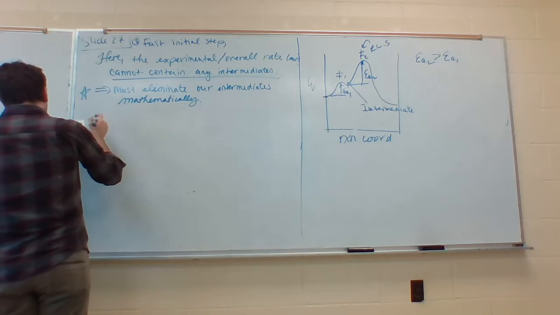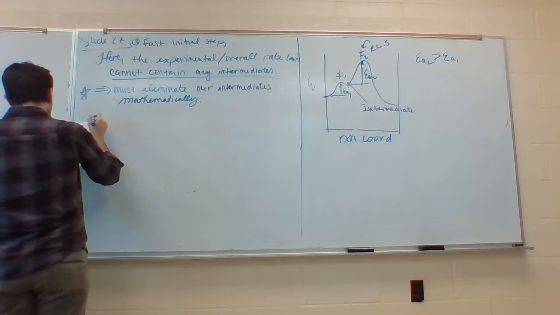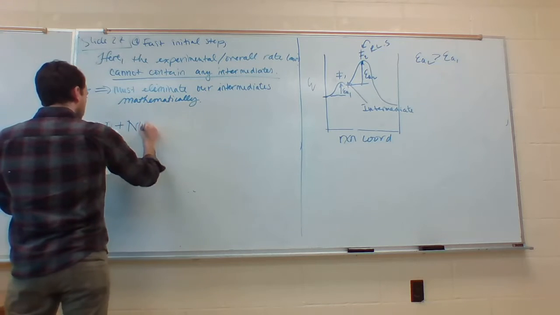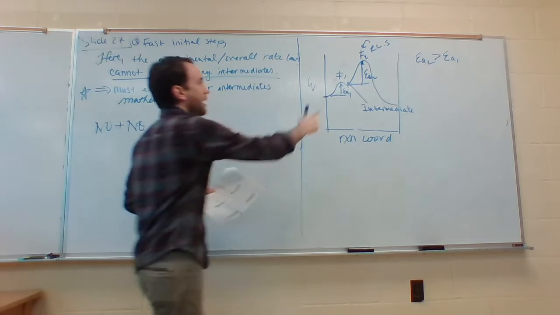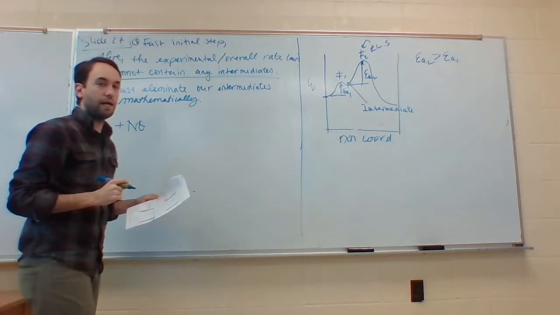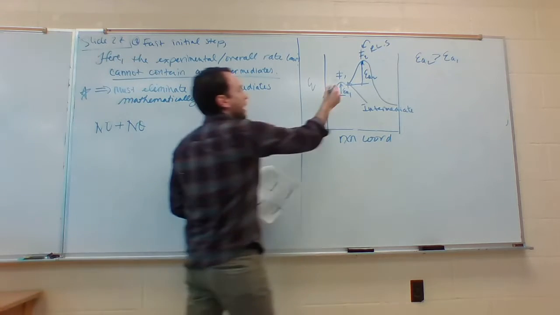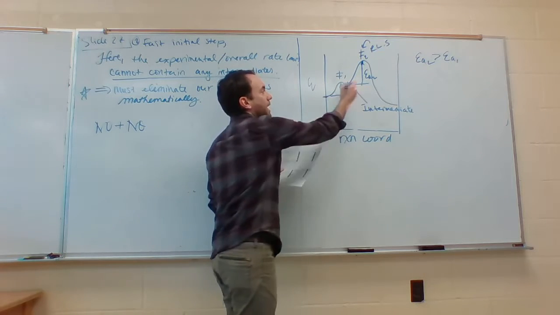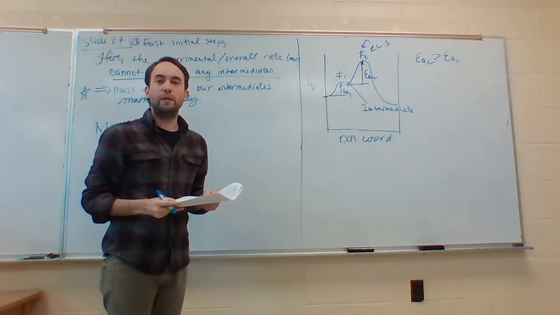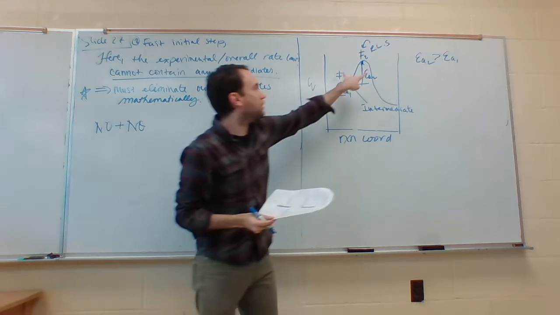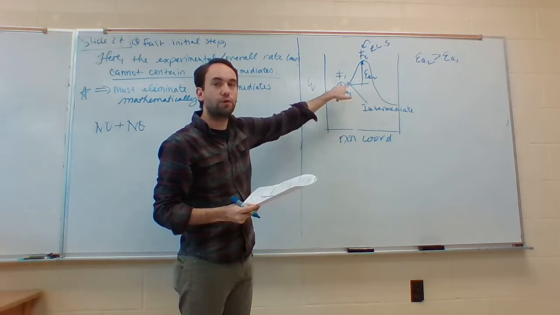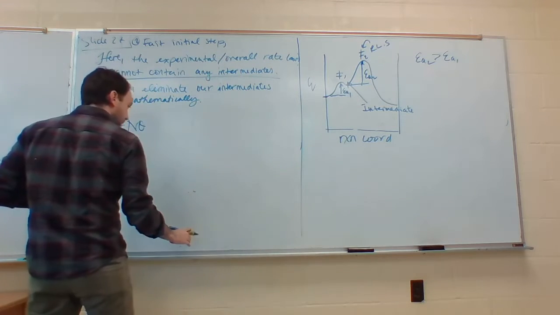Now, let's say that we have NO plus NO. Now, since we have an intermediate, all right, that means that it can sit around, since this is a fast process, right? You can imagine that you can go back and forth over that little peak pretty easily. It'd be very difficult to go back and forth over this big peak, but it's relatively easy to go back and forth over the little one, okay?